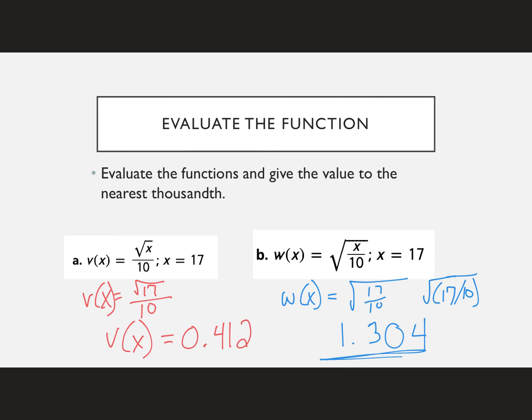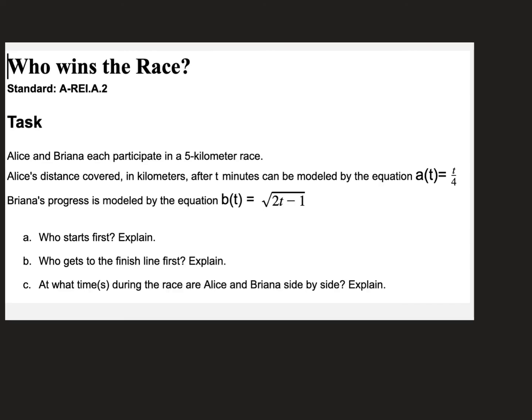So notice, as similar as these look, we get very different answers. Please make sure that you're watching when to do your square roots and when not to. This one, when I put it in the calculator, is square root of 17, divided by 10. Whereas this one looks like this. Please watch that, and make sure that you know how to put those into your calculator. Nice, easy evaluation. So now let's talk about what you're going to be doing for your classwork.